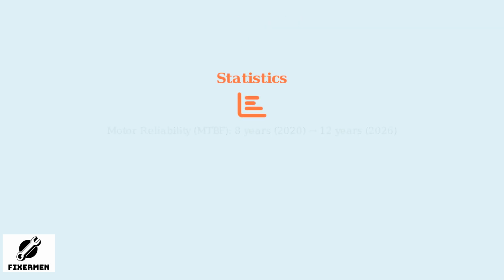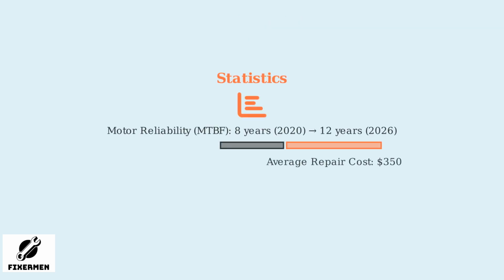Statistics show significant improvements in motor reliability. Lennox's mean time between failures has increased from 8 years in 2020 to 12 years in 2026 due to new materials. The average repair cost is $350, with 65% of errors occurring in units 5 to 10 years old. Global HVAC motor failure rates stand at 8 to 10% annually.